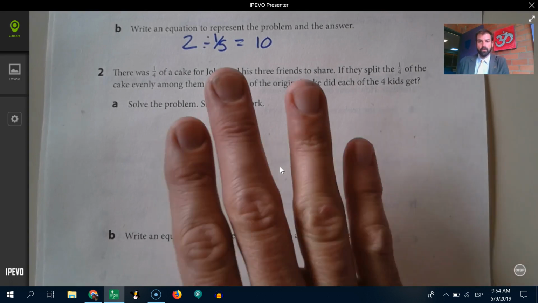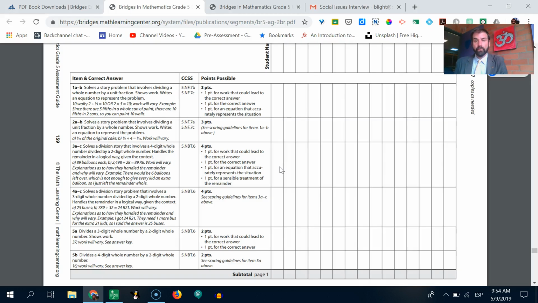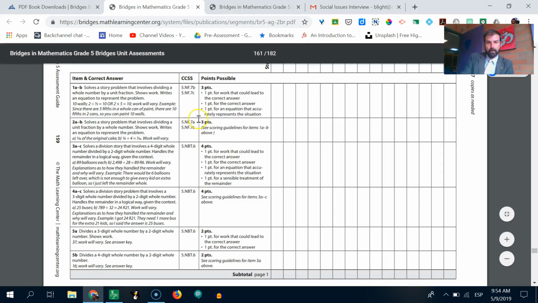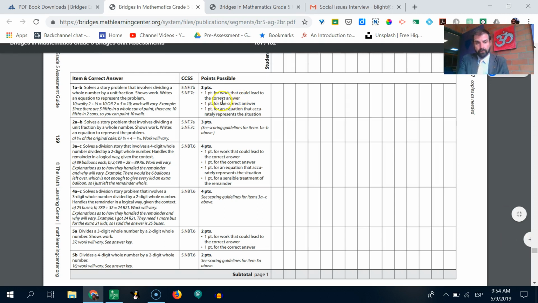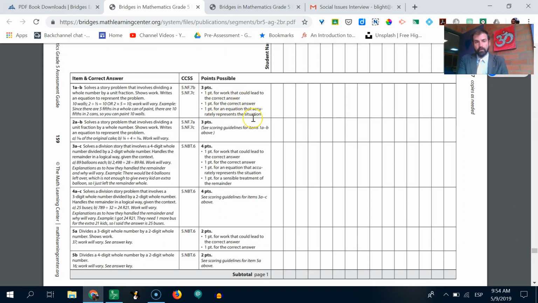Okay, so this one is also 3 points, just like the other one here. So 1 point for work that could lead to the correct answer. So if you're doing work that wouldn't, then you don't get credit for that. 1 point for the correct answer, 1 point for an equation that accurately represents the situation.